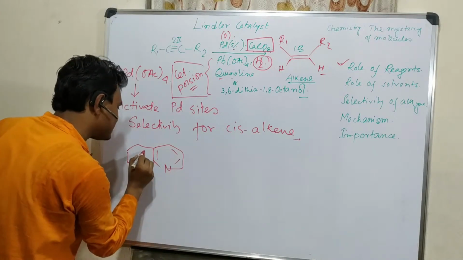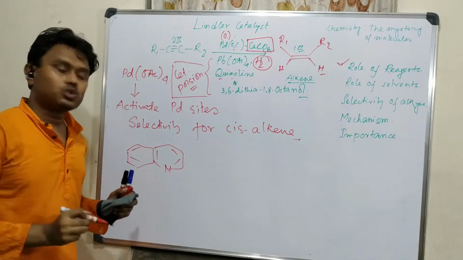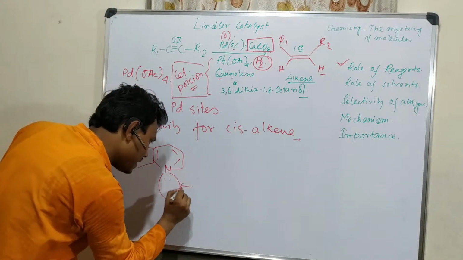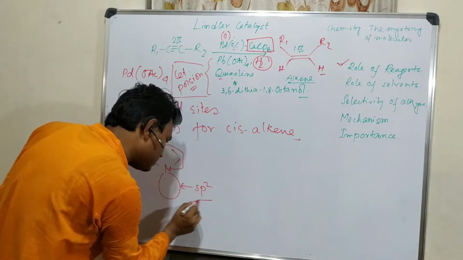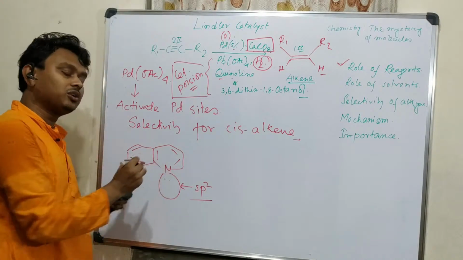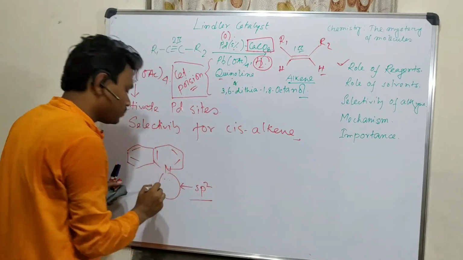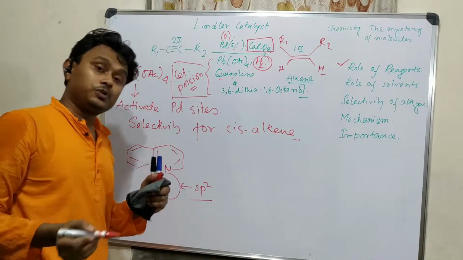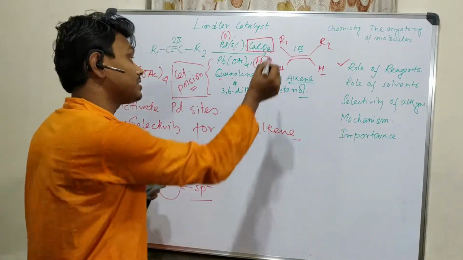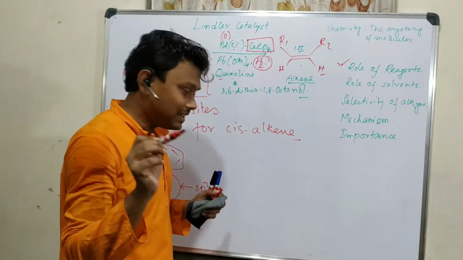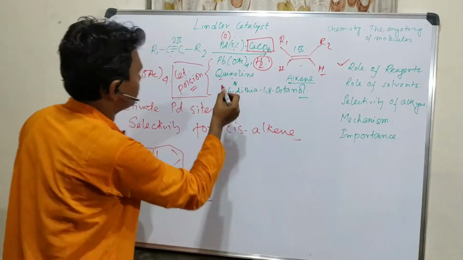You can consider it a benzene-fused pyridine. So it's electron deficient and it has a lone pair, and this lone pair is sp2 hybridized. Always keep in mind that this lone pair is not involved in the aromaticity. So this is quinoline. It coordinates to the palladium center, which provides further selectivity for the reduction of alkyne into alkene, not the further reduction. I'll explain during the mechanism explanation.